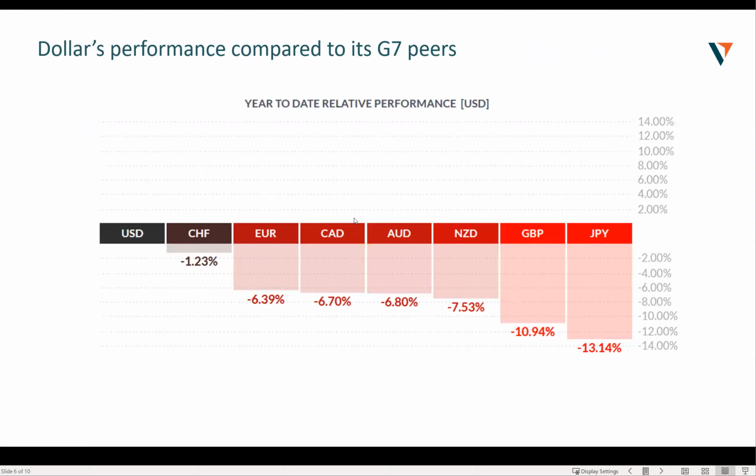Okay, so let's take a look at the dollar's performance as compared to its G7 peers. This is the year-to-date relative performance, taken from Finviz. In general, we can see that as compared to its G7 peers, the dollar outperformed. And the next best performing currency is the franc. So the franc depreciated 1.323% against the dollar. And the worst performing currency is the yen.